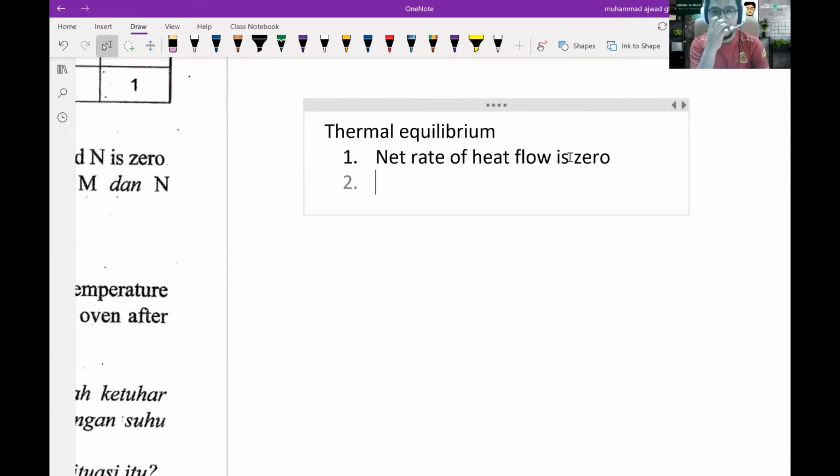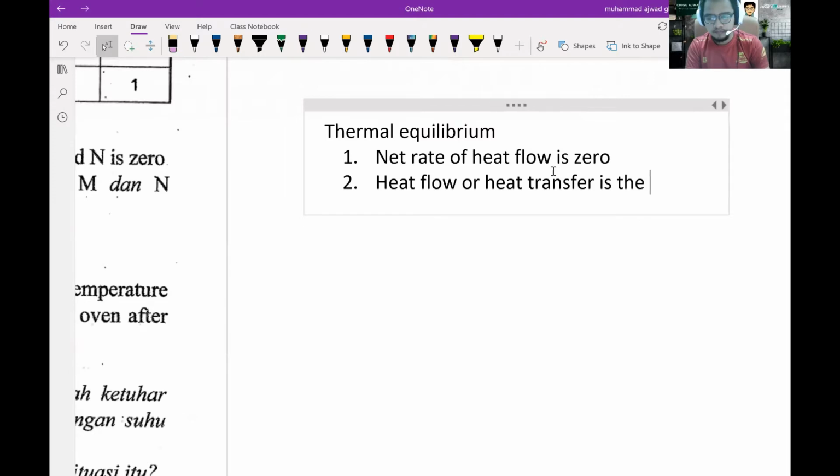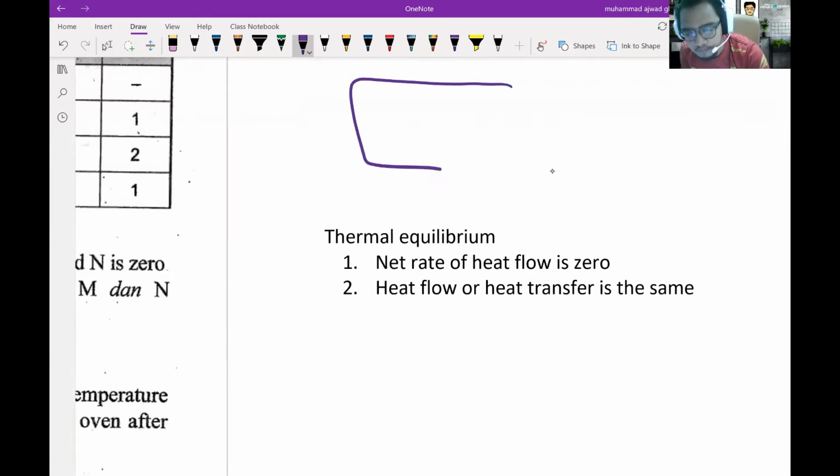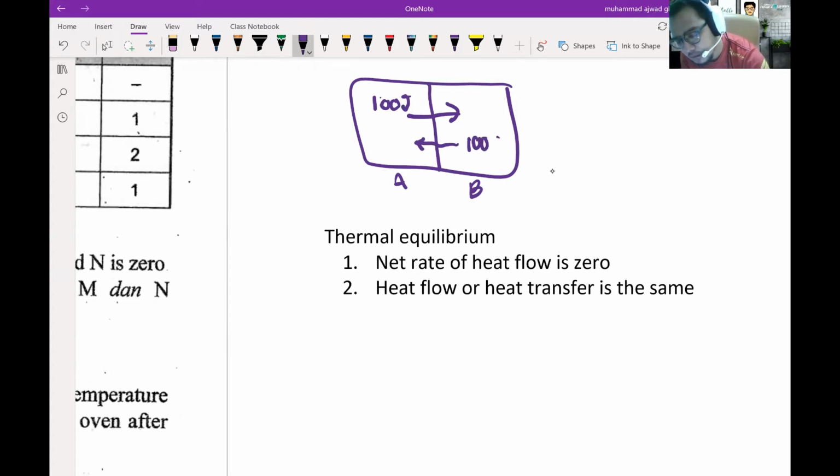Okay, so number 1. Number 2, apa lagi? Heat flow or heat transfer is same. Okay, maknanya kalau kita ada dua objek, A and B. So A transfers heat. Remember, heat is energy. 100 joule, for example. So B will also transfer 100 joule. So the heat flow is the same. Net is 0, because 100 to the right minus 100 to the left, you get 0 joule.